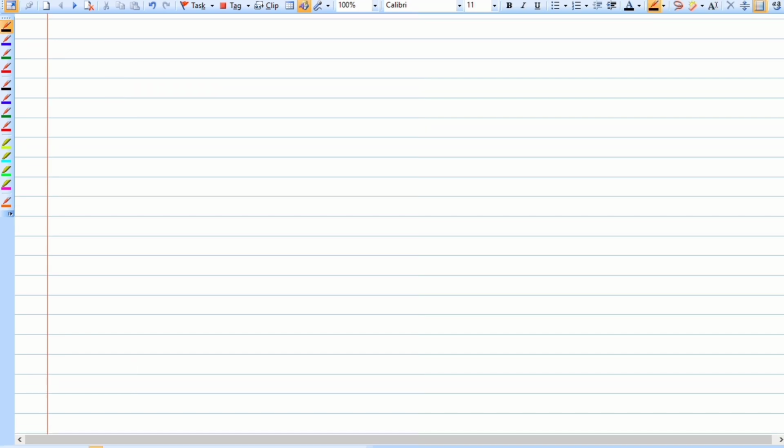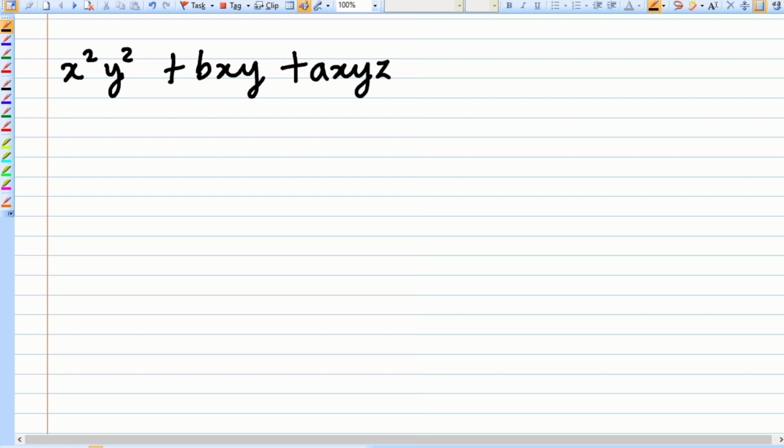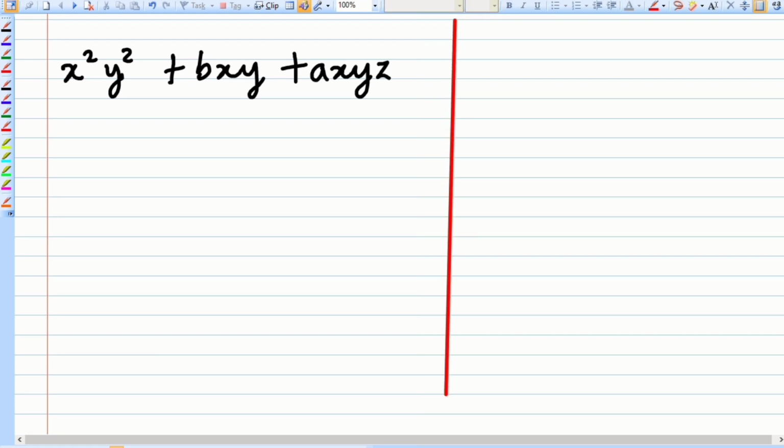Okay, so we have x squared y squared plus bxy plus axyz. So regardless of how many terms we have, it's still the same process. So let's just divide this into 2. It's still the same process.